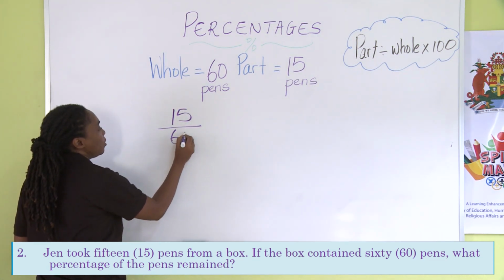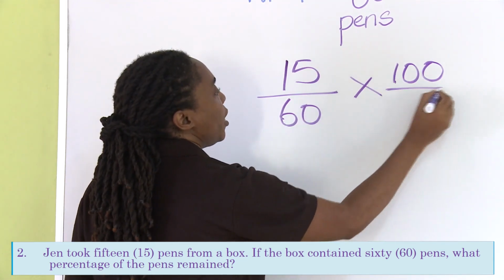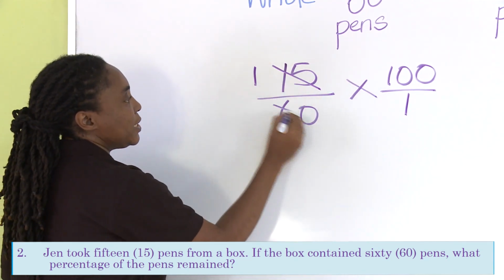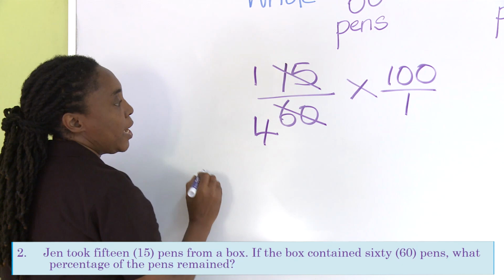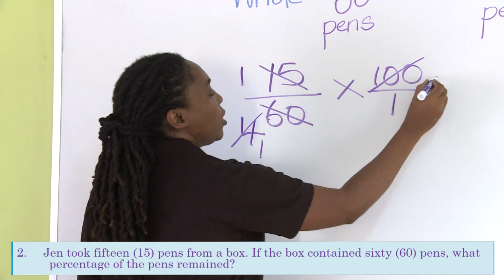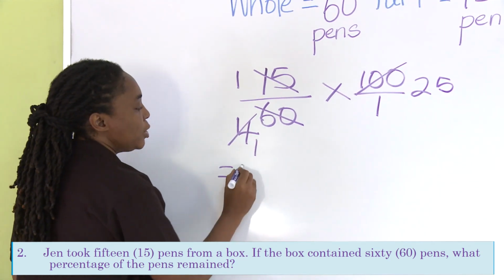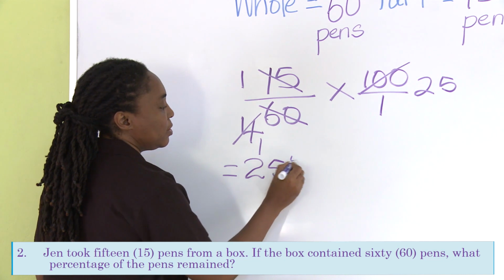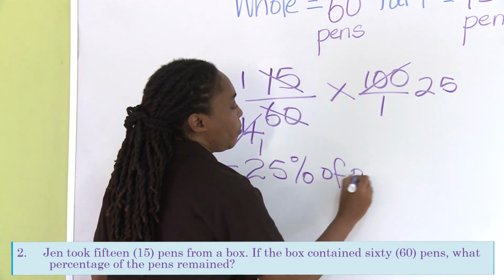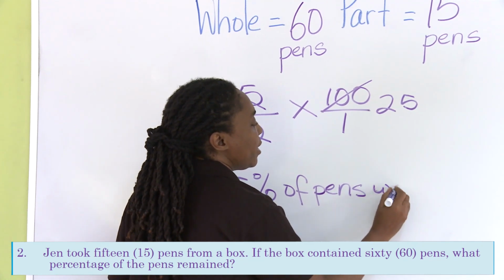divided by the whole multiplied by 100 over 1. Now 15 is a quarter of 60. Then 4 into 4 will be 1 and 4 into 100 will be 25. So 25% of the pens were taken.